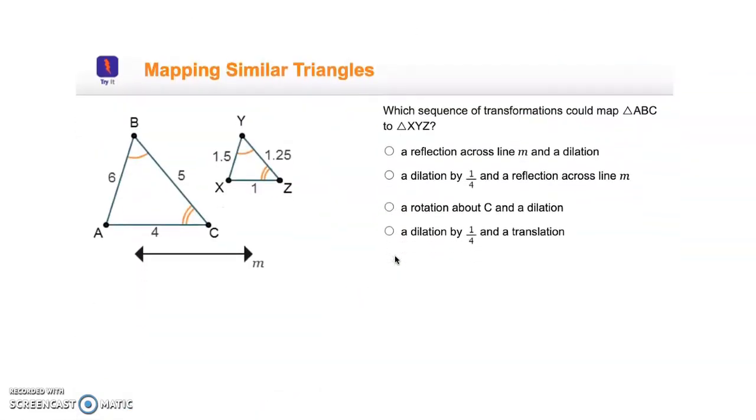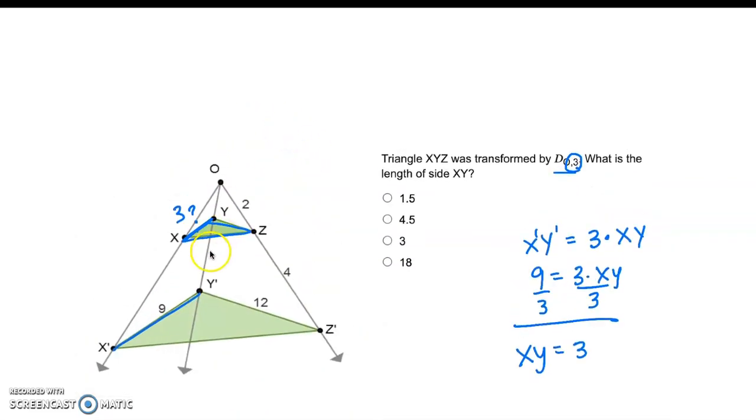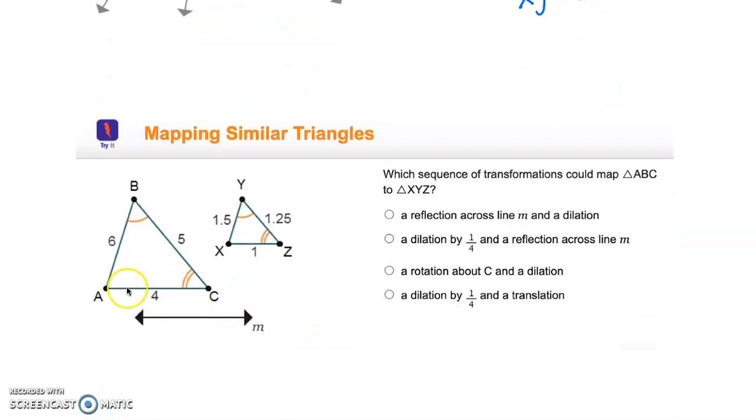Now, when we map similar figures, we're saying we're taking a figure and we're going to do a transformation on it, and there can be a sequence of transformations. Sometimes it's just a dilation, which was this example right here. We just dilated this. Sometimes we're going to make it larger or smaller, and then we're going to move it in one of 3 ways.